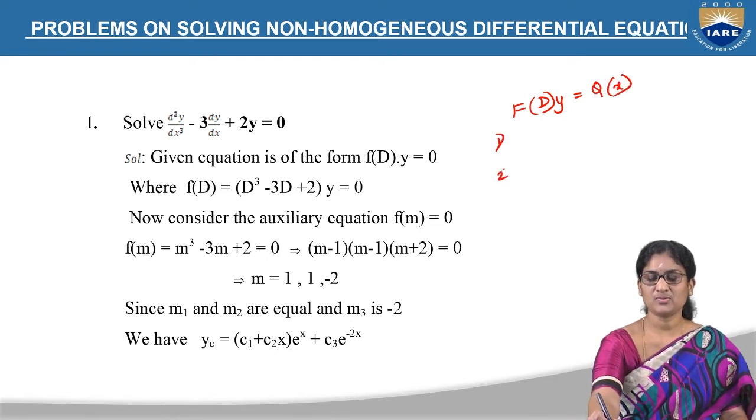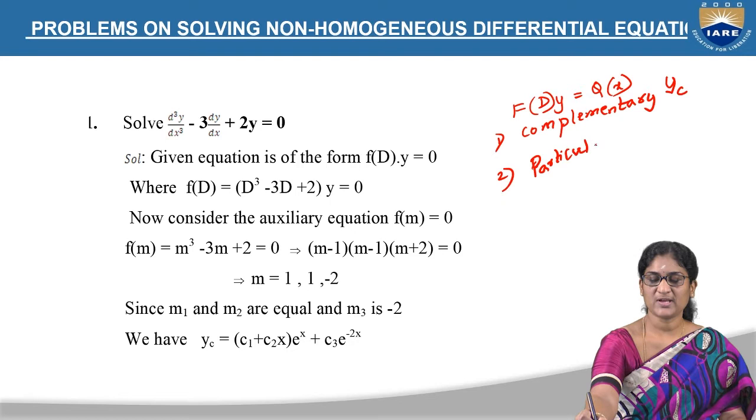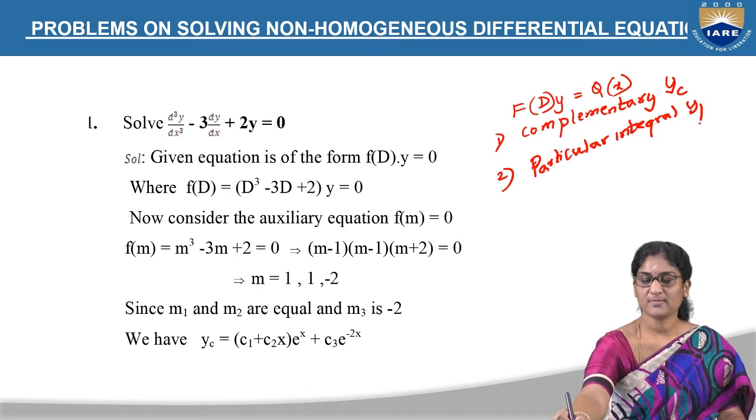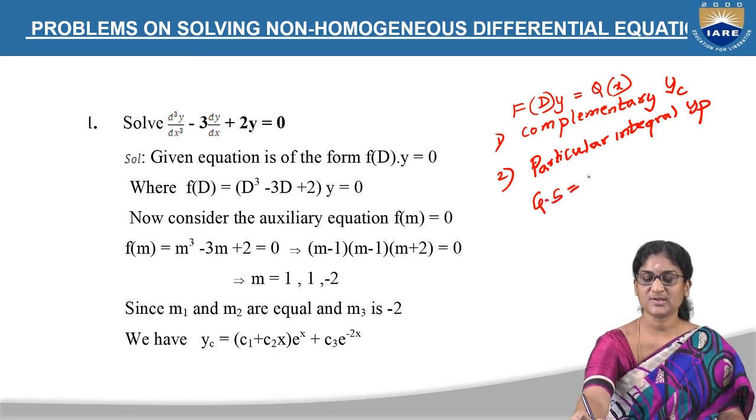Now, we need to find two things, that is the complementary function and the particular integral. The complementary function is represented by yc, and the particular integral is represented by yp. And the general solution of the non-homogeneous differential equation is given by yc plus yp.